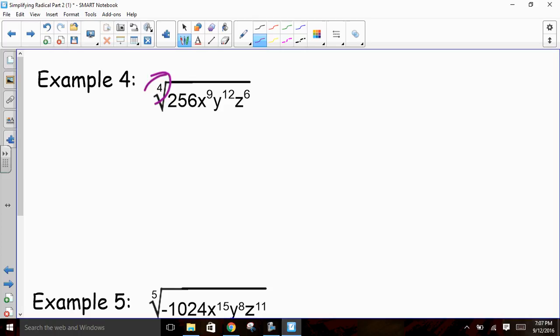Is that on my chart? Yep. 4. Alright, I dealt with that whole number. I took the 4th root of it. No more of it. I simplified it.